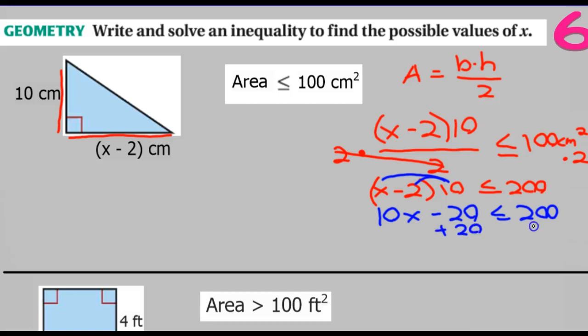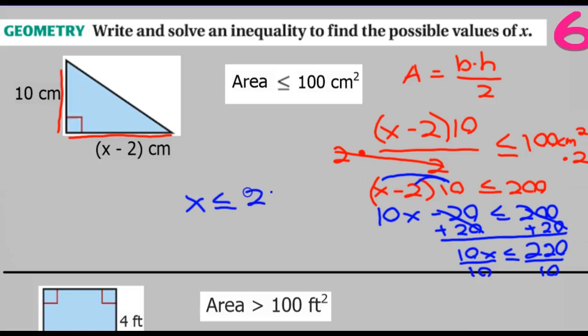Add 20 to both sides. Oh, 200 plus 20, that's actually 220. Didn't mean to cross that out. So we have 10x is less than or equal to 220. Divide by 10. And x is less than or equal to 22. So that means that anything I put in for x right here has to be less than or equal to 22. If I have anything greater than 22, it won't work.